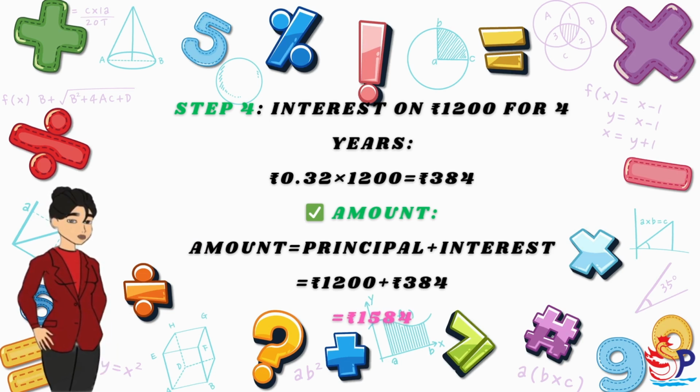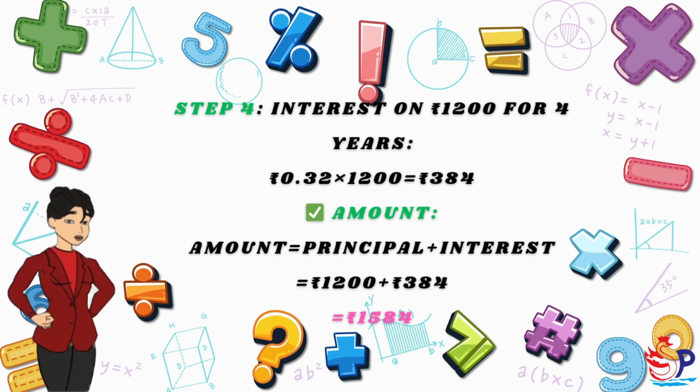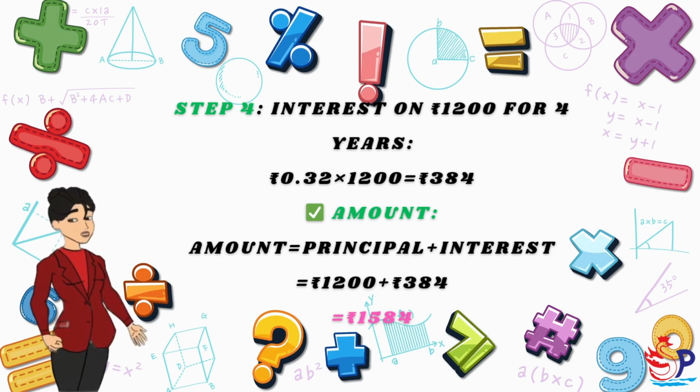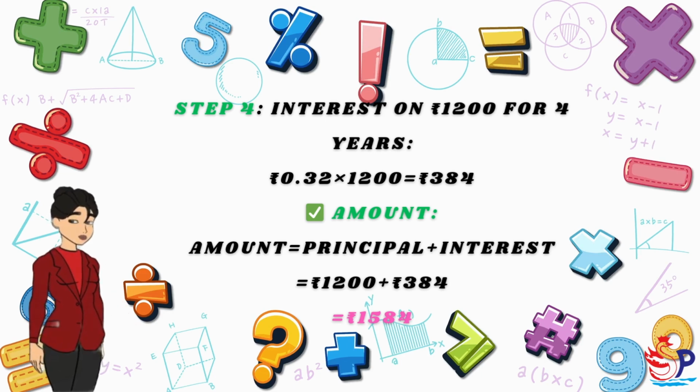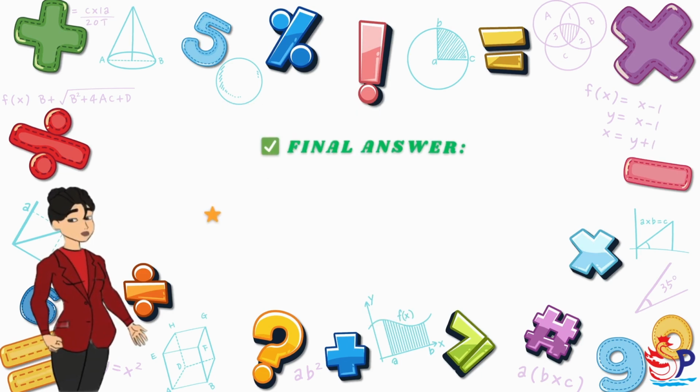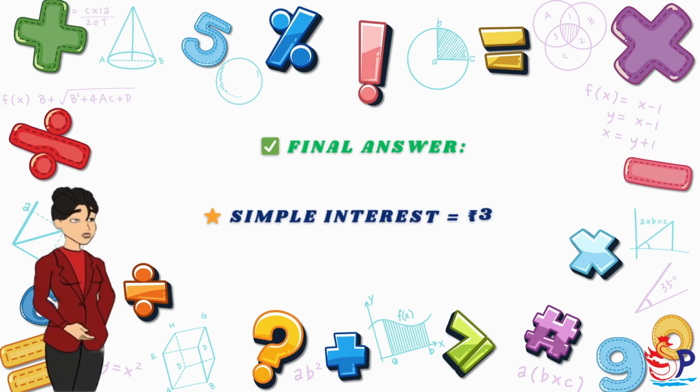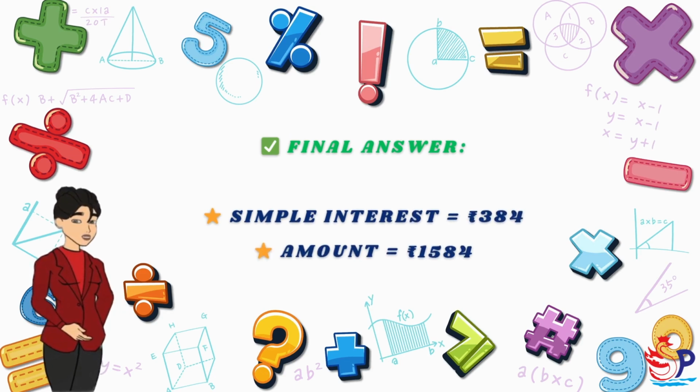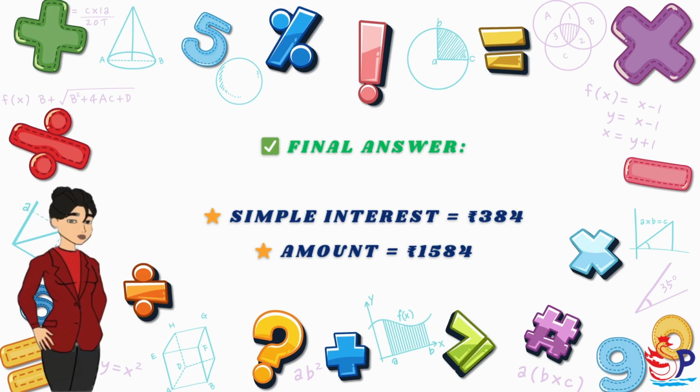Amount. Amount is equal to principal plus interest is equal to 1200 plus 384 is equal to 1584. Final answer. Simple interest is equal to 384 rupees. Amount is equal to 1,584 rupees.